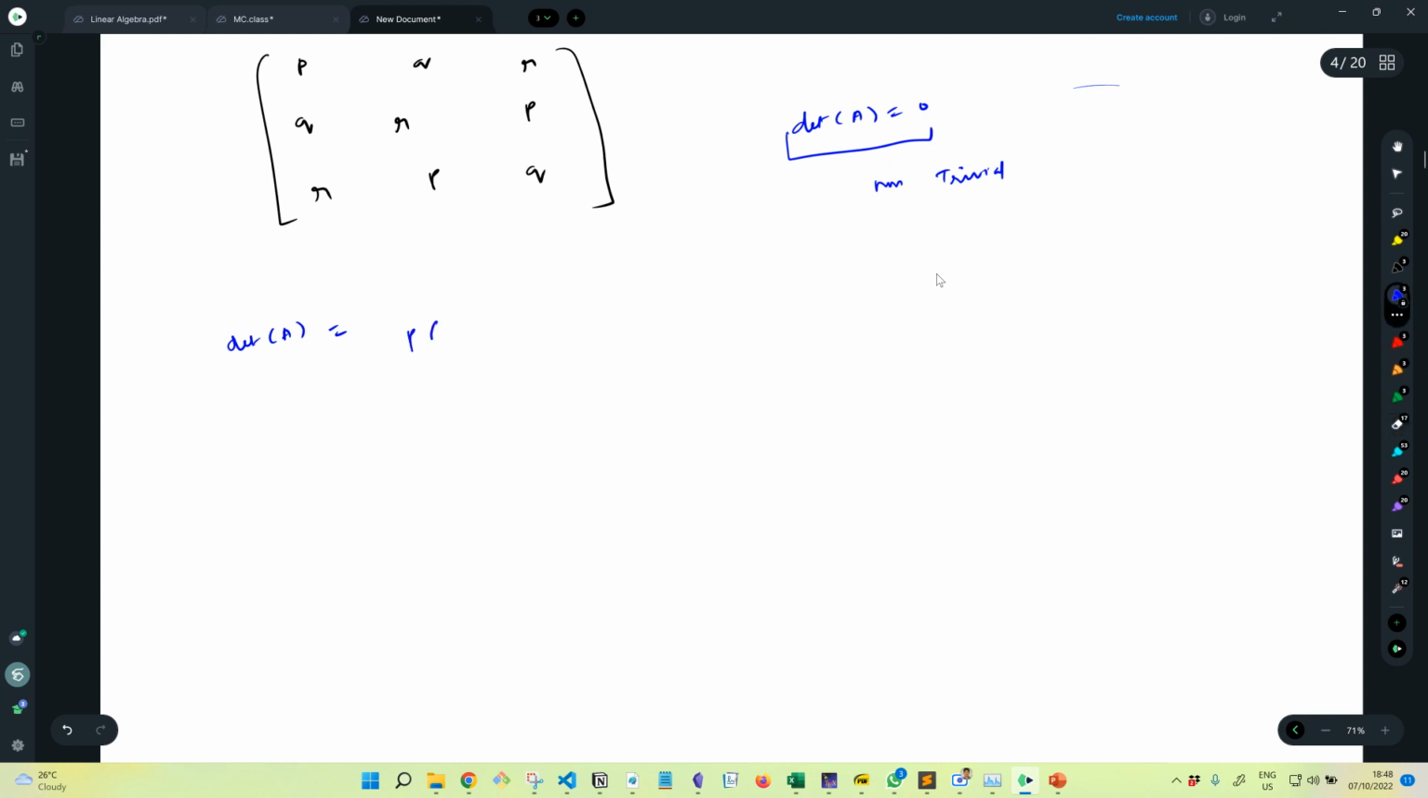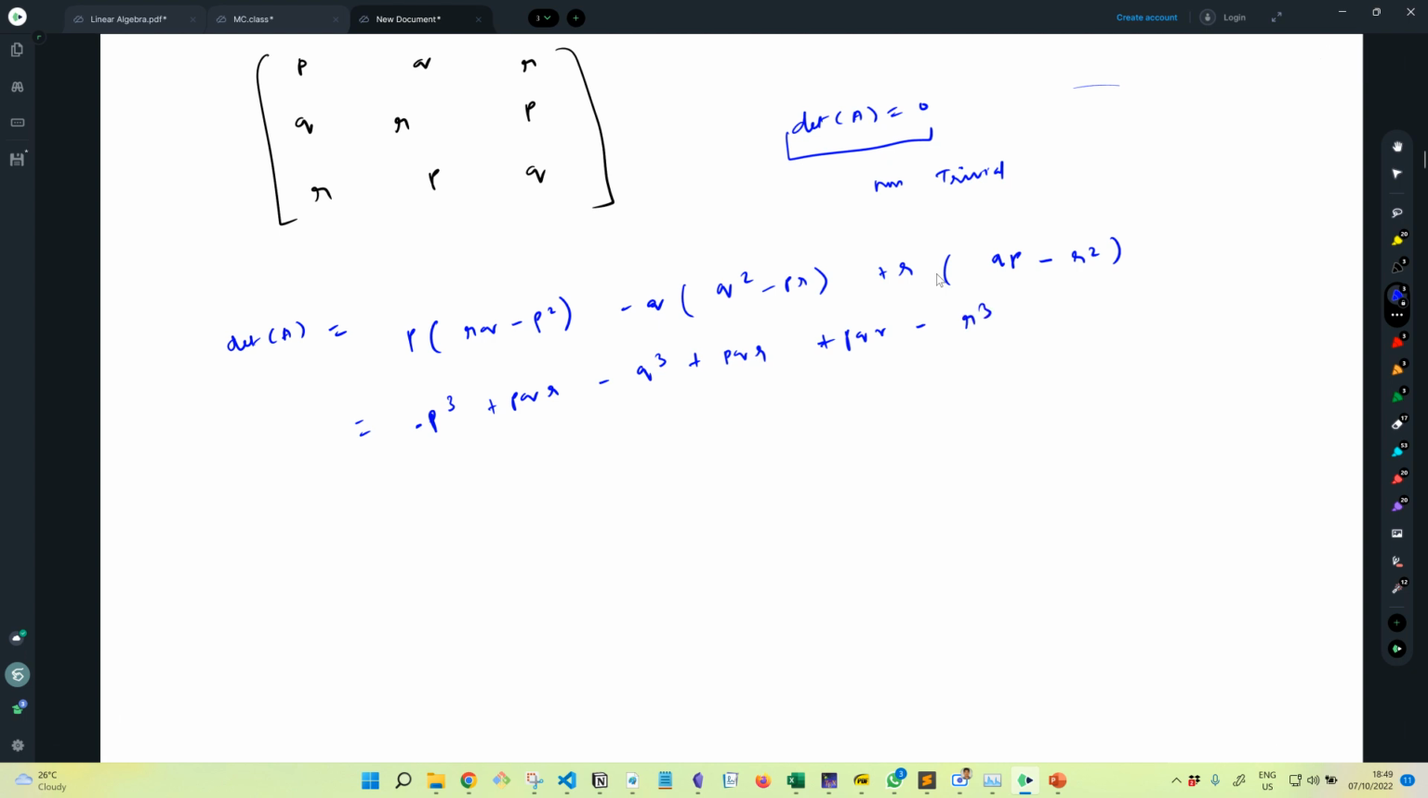So it will be P into (RQ minus P square) minus Q into (Q square minus PR) plus R into (QP minus R square). Now this, if I expand, I'll get minus PQ plus PQR minus QQ plus PQR minus, sorry, plus PQR minus RQ. Just 1 minute.